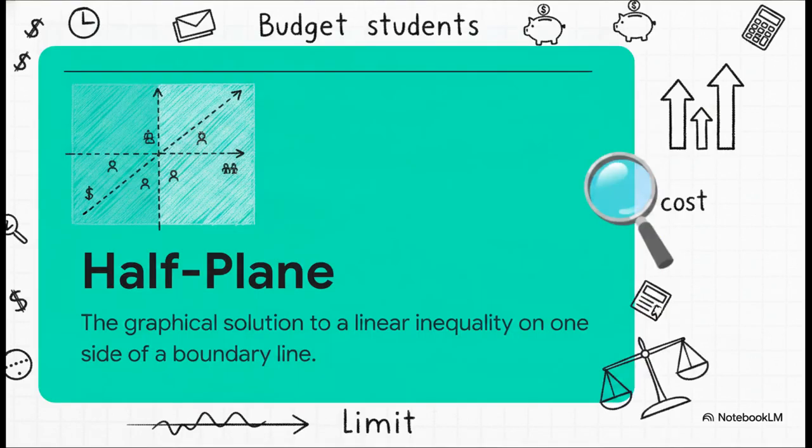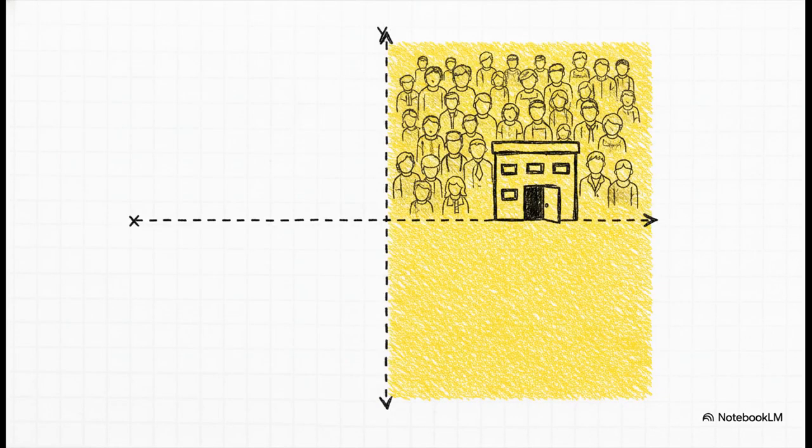possibilities. When you graph this, the budget inequality doesn't just draw a line, it actually shades in an entire area known as a half-plane. This half-plane represents the graphical solution to our inequality. It visually captures every single combination of student count and total cost that stays safely under that $500 limit and won't bankrupt the school.